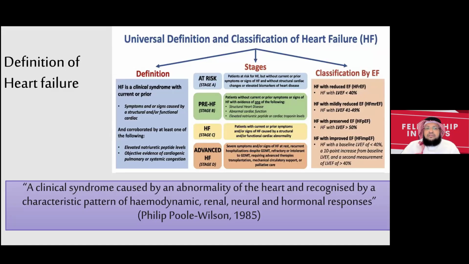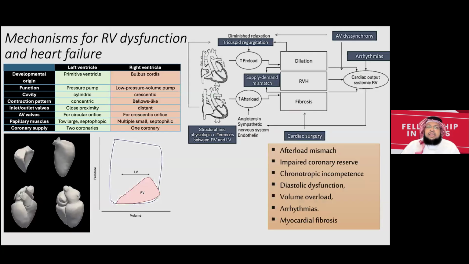He defined heart failure as a clinical syndrome caused by an abnormality of the heart, recognized by characteristic patterns of hemodynamic, renal, neural, and hormonal responses. So this definition could be applied maybe for adults with congenital heart disease and maybe for those with a systemic right ventricle.